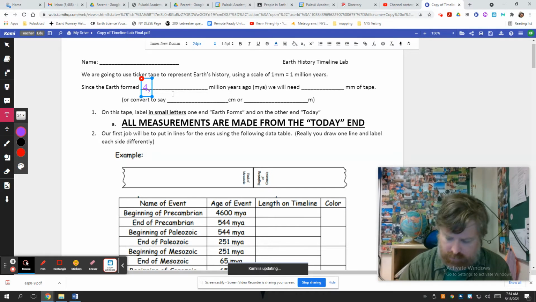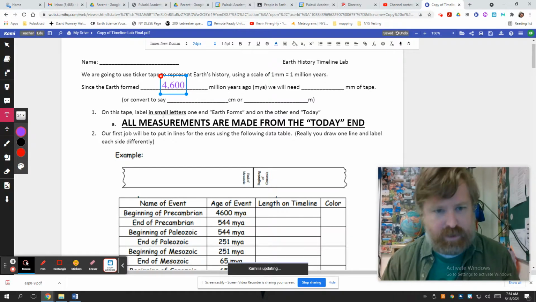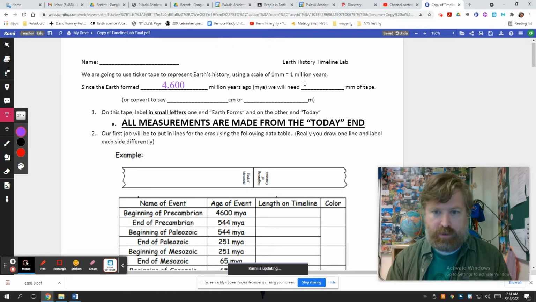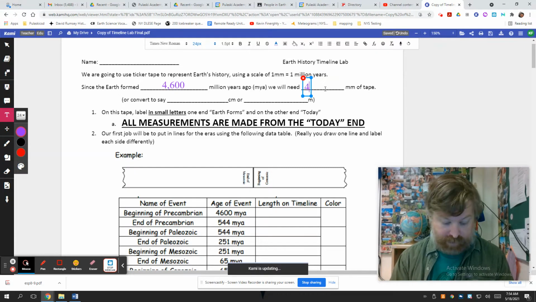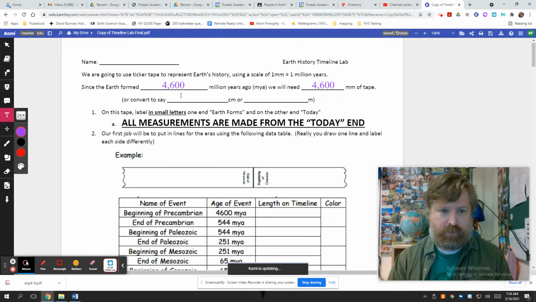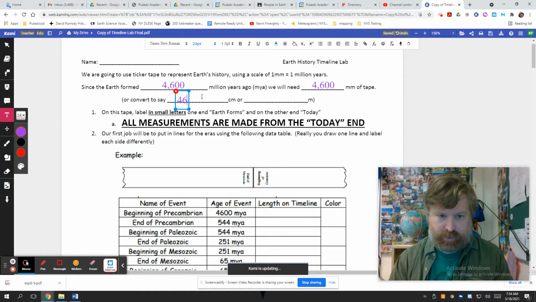Type 4,600 million years ago. Now that's a strange way to say it. 4.6 billion is maybe the easier way to say it. But I did it on purpose on this lab because I wanted to say that if we need 4,600 million years, then we're going to need 4,600 millimeters of tape, which is what that is, or convert that to say 460 centimeters, which I probably should take you guys through this slowly.